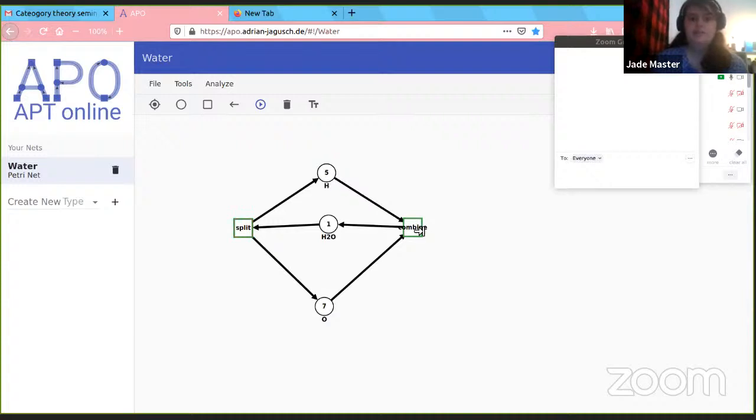And I'll take 1 token from here, 1 token from here, and put 1 token here. And now that there's a token here, this transition is enabled. That's why it's green, so I can click it and it'll take in 1 token and spit out 2 tokens into H and O. And I can do this as many times as I want. And this is called the token game often. And it's sort of why people care about Petri nets, because they allow you to represent processes like these, which require and output resources.